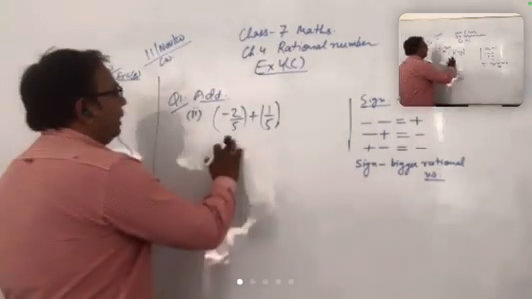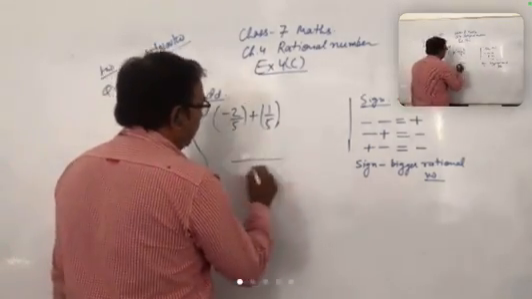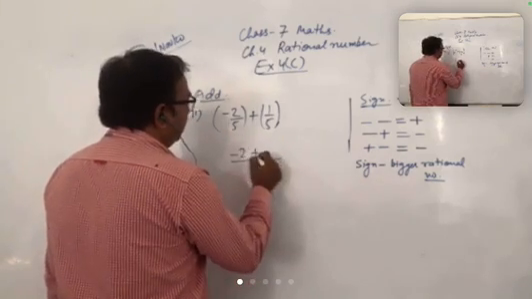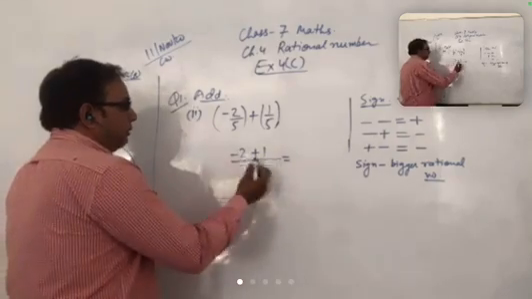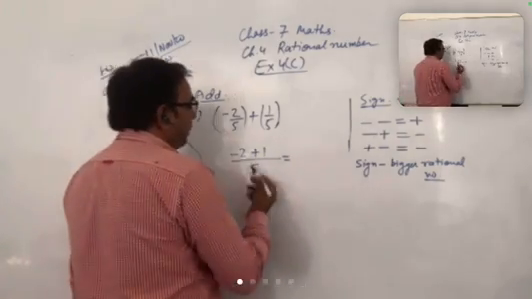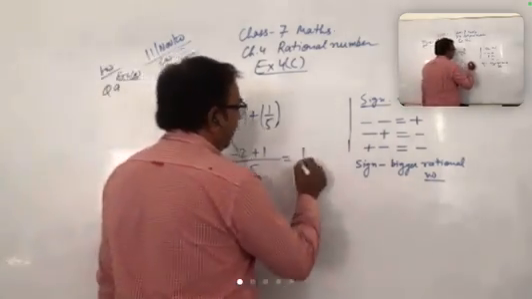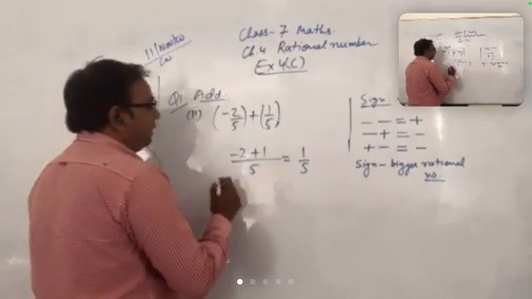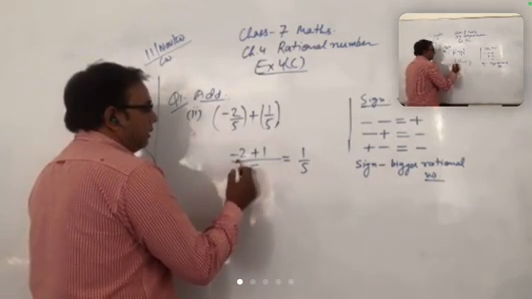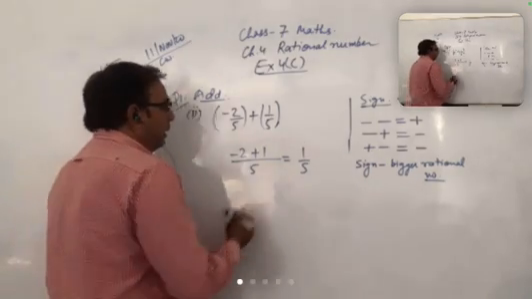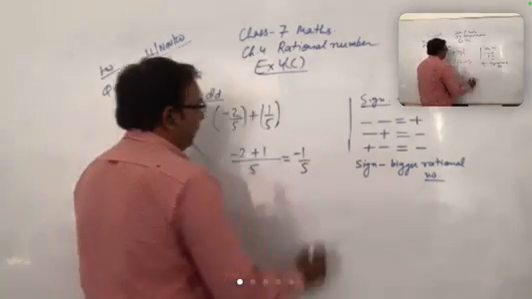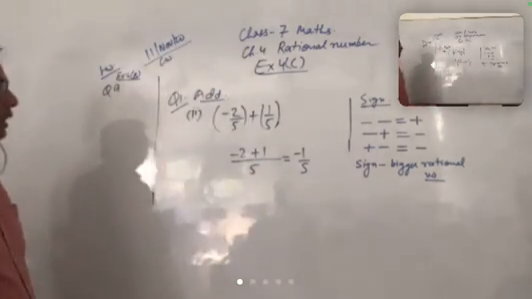Now the denominator is same. We can write 5 here, then minus 2 plus 1. So minus 2 plus 1, minus plus is minus. So 2 minus 1 is 1. We can write 1 upon 5. Then we can check the sign. Sign of bigger number means that 2 is the bigger number. So it will be minus 1 upon 5. This is the answer.